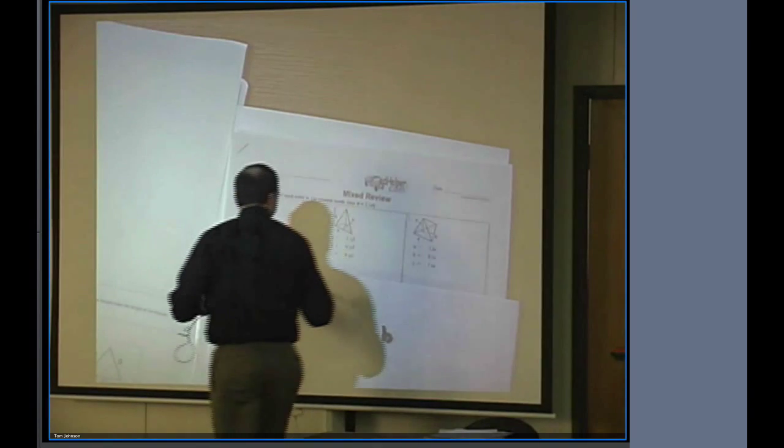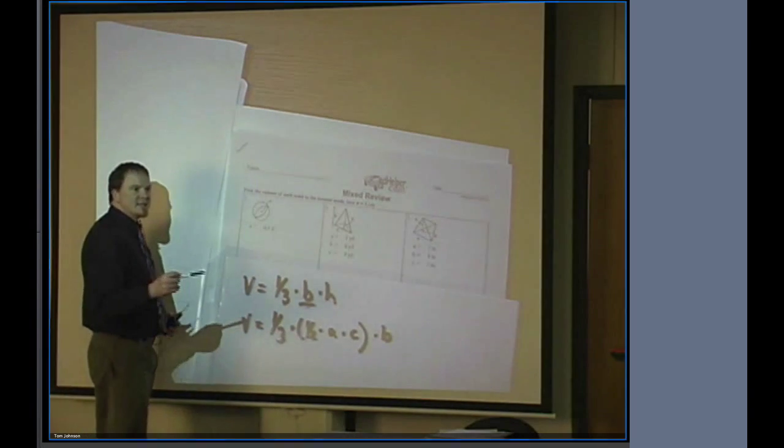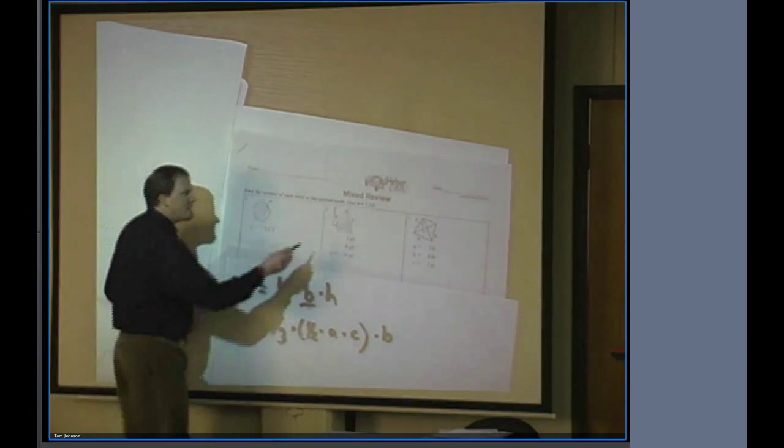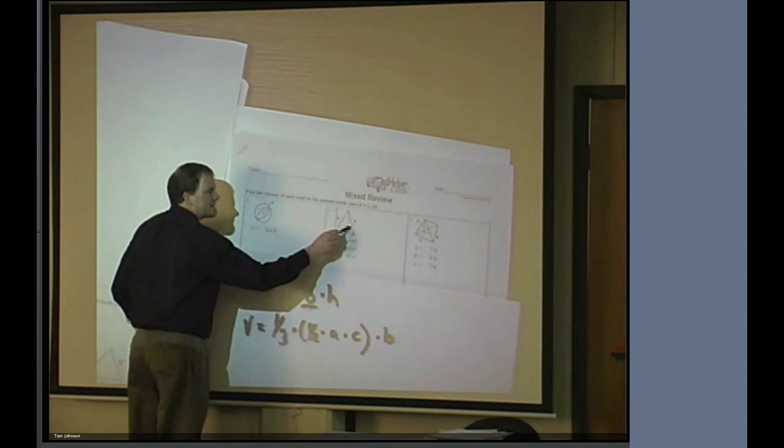Why would you just do 1/3 base times height? Why would you throw in the 1/2 AC? Okay, say that again. The formula, you have 1/3 base times height. Why can we not use that? Why do we have to use 1/2? Okay, the question for Adobe Land is why don't we just use 1/2 times the base times the height? And that's because with this equation, we're not talking about just the base length. We're talking about the area of the base.